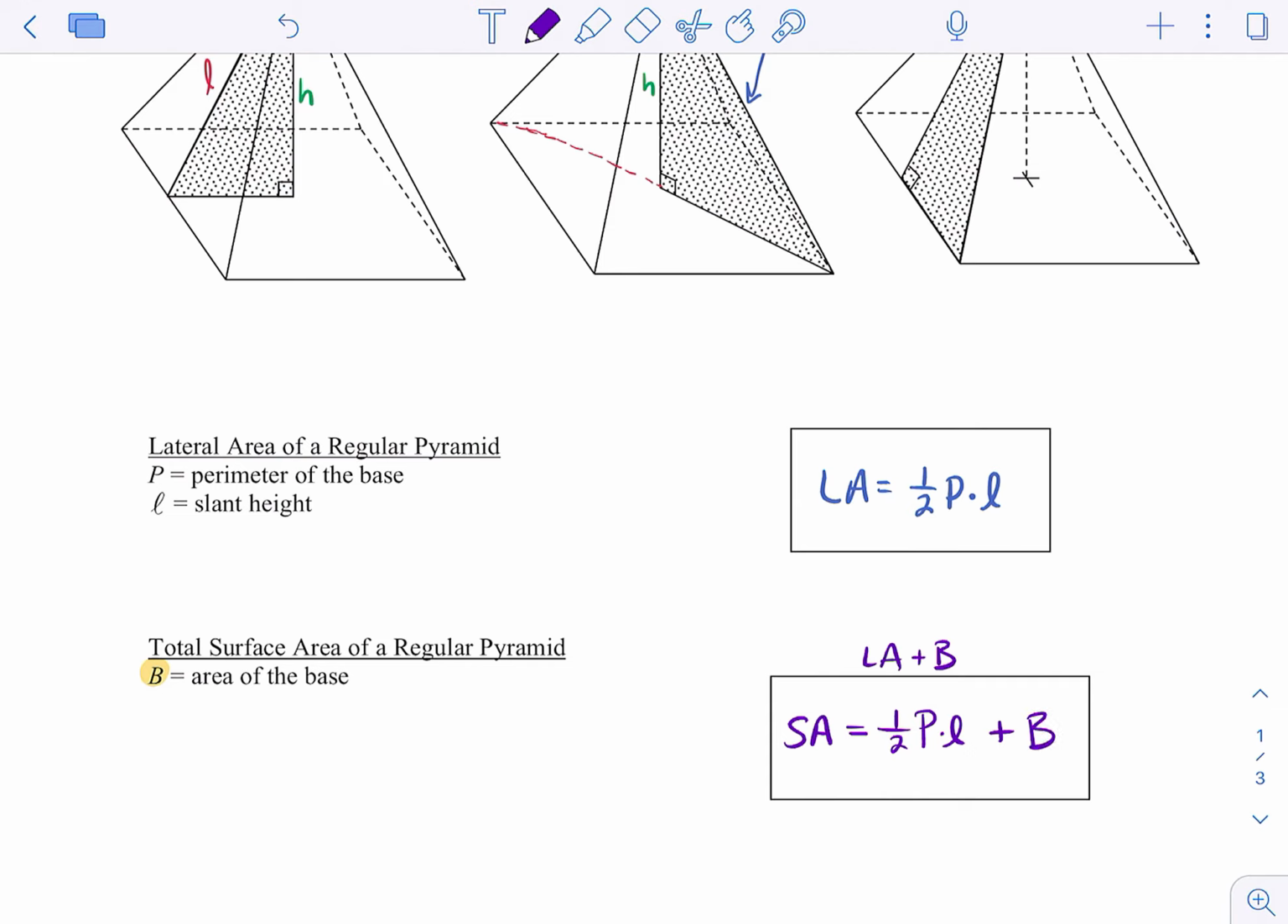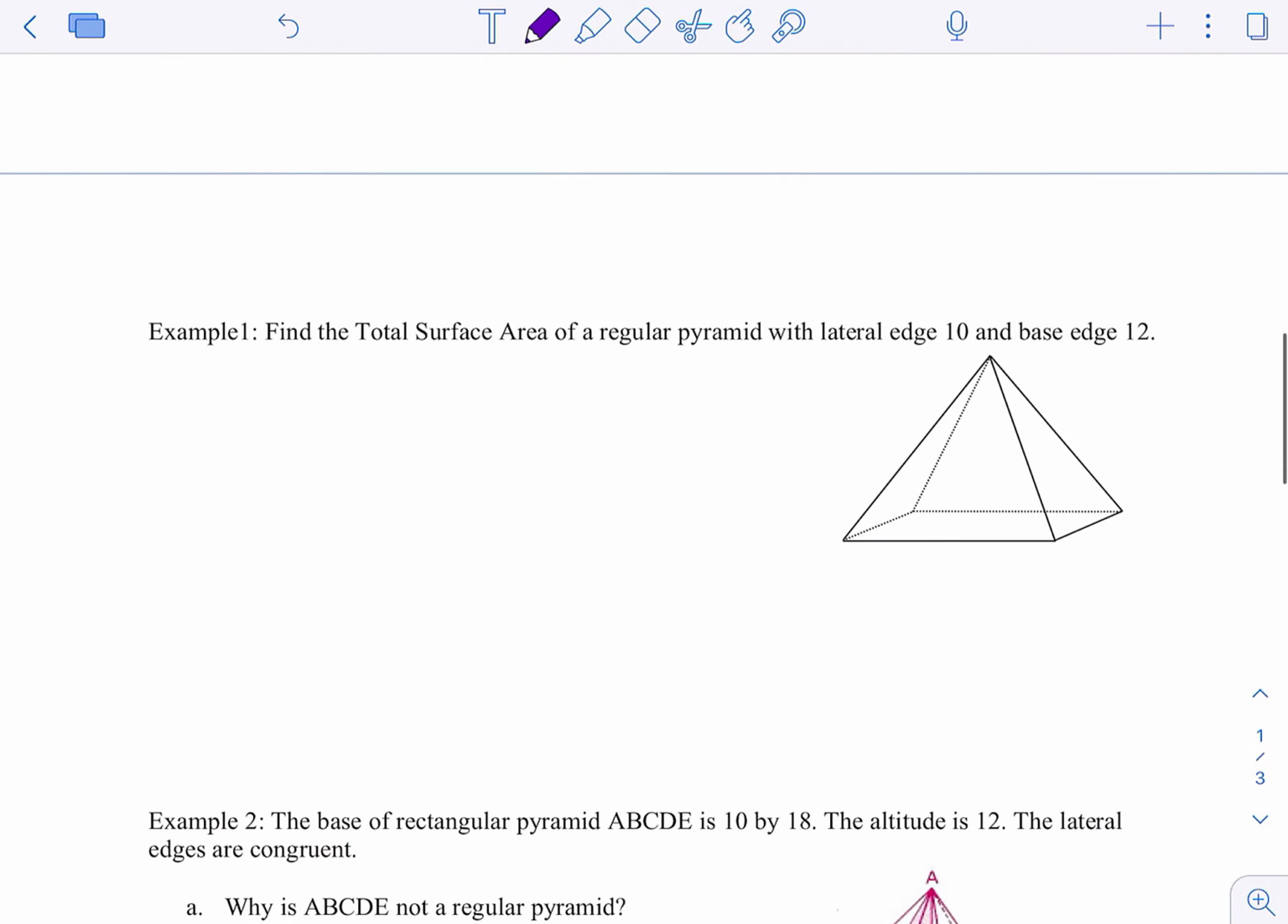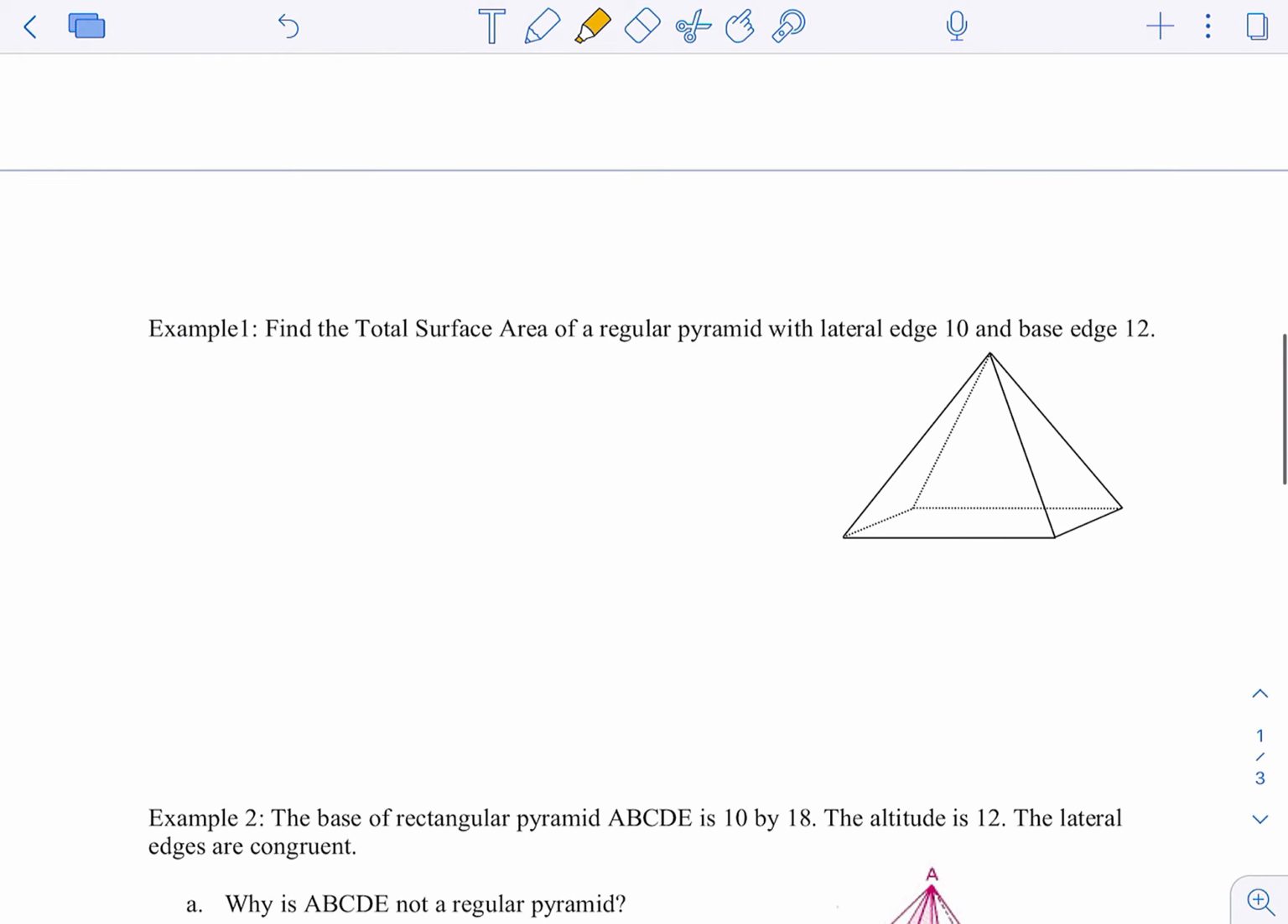All right, so let's look at what this looks like. Example number 1: find the total surface area of a regular pyramid with a lateral edge of 10 and a base edge of 12. First thing that's really important here is if it says regular pyramid, this means all sides of the base are congruent, and that also means that all those triangles will be congruent.